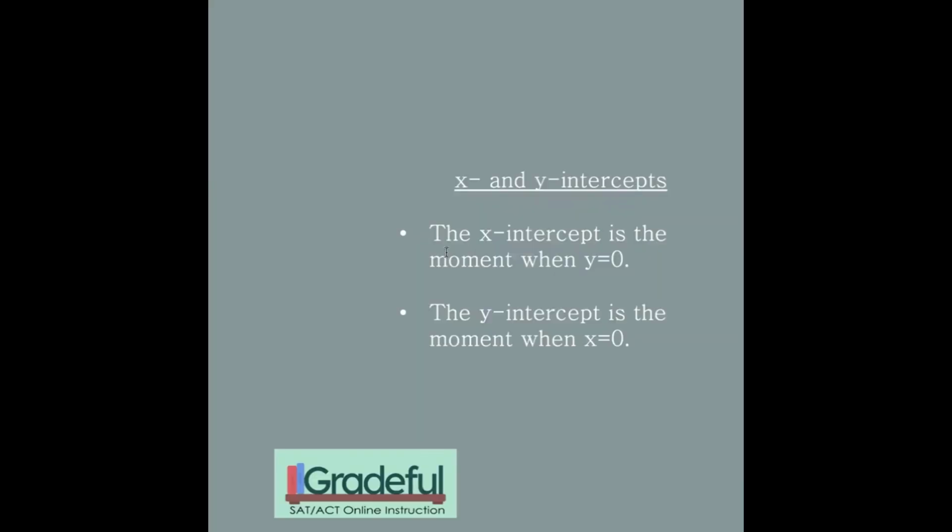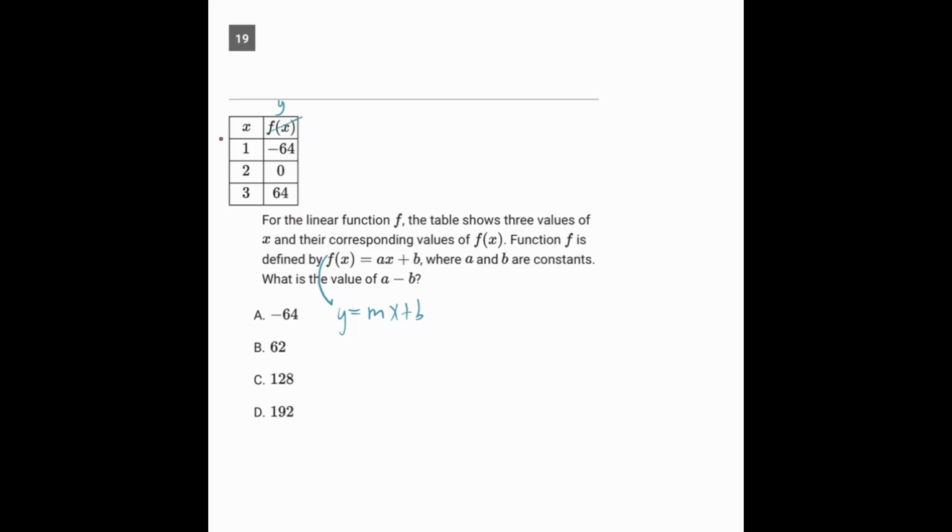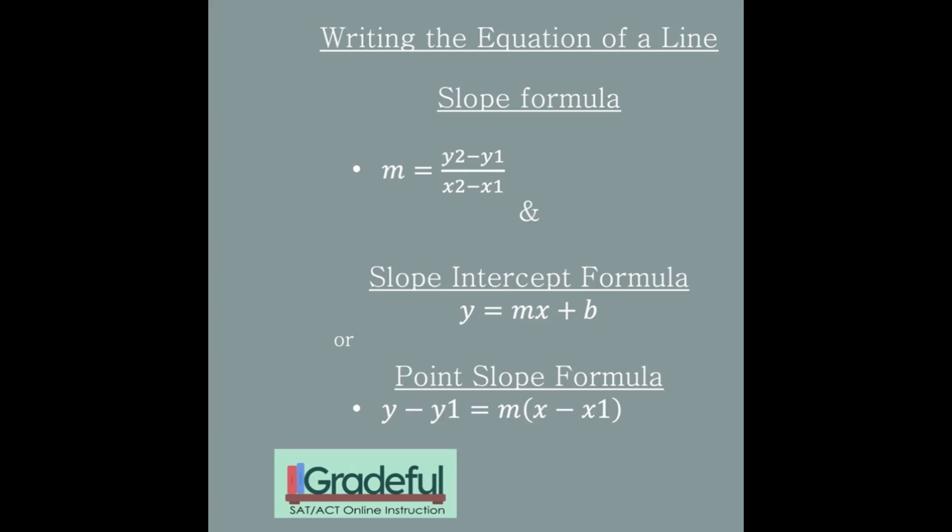Well, to find x and y-intercepts, you have to be reminded that the x-intercept is just the moment when y is 0. The y-intercept is the moment when x equals 0. So if we want a y-intercept, we're looking for x to be equal to 0, and we're not being given one of those. So we're not going to use the slope-intercept formula because we don't have a y-intercept. Instead, we're going to use the point-slope formula, which looks like this. Y minus y1 equals m times x minus x1.